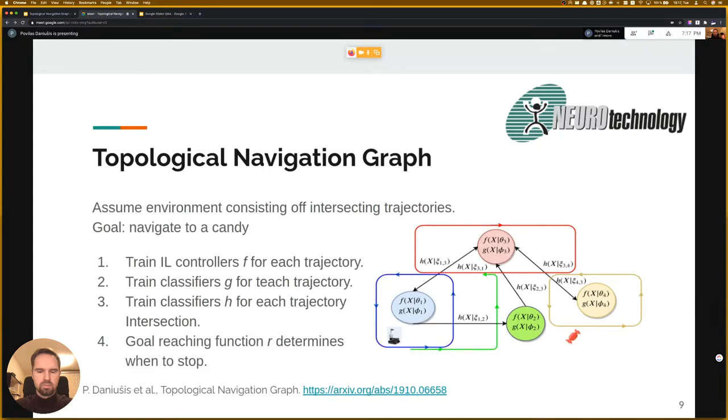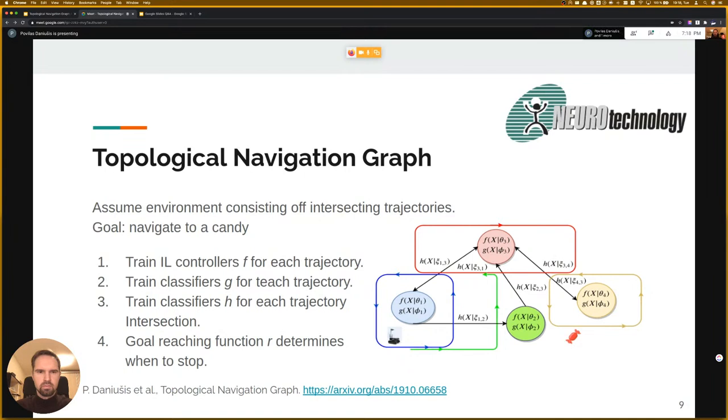In TNG, we assume that we have an environment of intersecting trajectories, as depicted in the figure on the slide. For example, we have four trajectories: blue, red, brown, and green. All of these trajectories have intersections. We can train imitation learning controllers separately for each trajectory. Those controllers are denoted as F theta 1, F theta 2, F theta 3, and F theta 4. Once these controllers are trained, we can place the robot inside any corresponding trajectory, and the robot can follow this trajectory by itself.